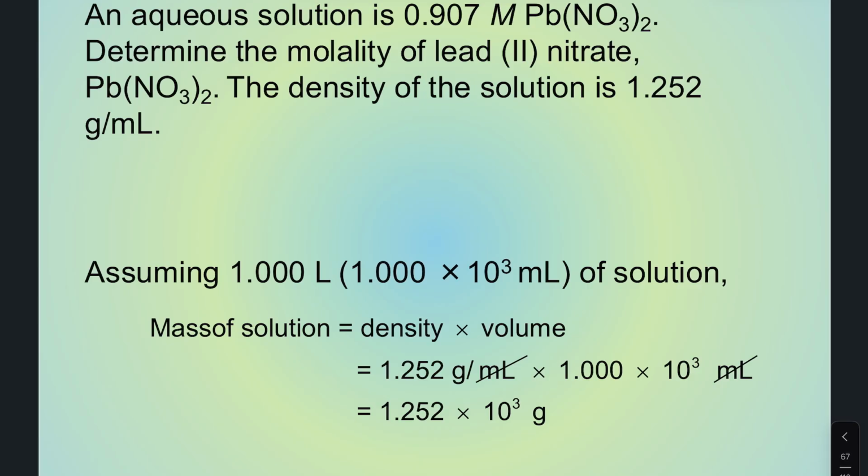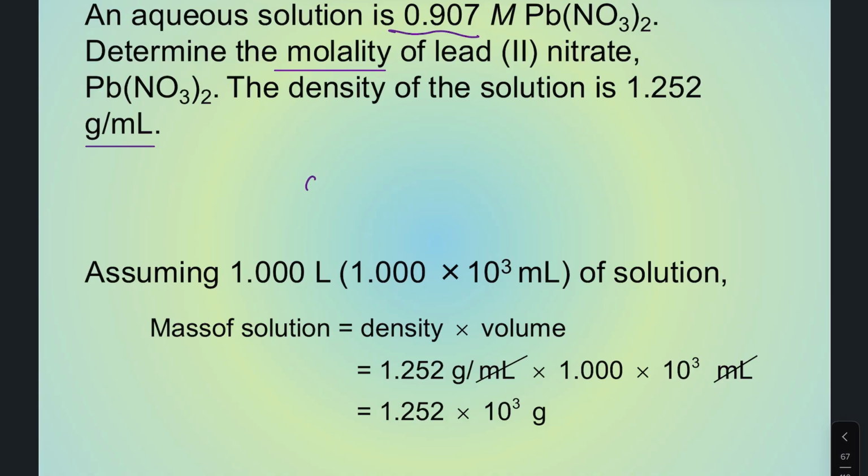Okay, try this one on your own, and then we'll walk through it. Okay, let's use this as a different example. We have an aqueous solution that is 0.907 molar lead nitrate. We want to determine the molality of lead nitrate in this solution. And we have the density of the solution in grams per milliliter. And so the first thing that we're going to do is we're going to assume we have 1 liter.